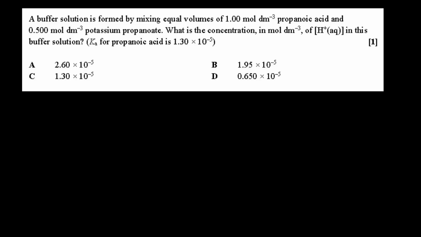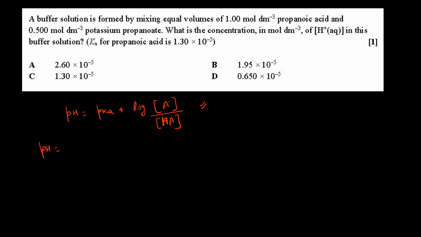So we know from the buffer Henderson-Hasselbalch equation, pH of the buffer equals pKa plus log of the concentration of A negative, that is the conjugate base, divided by the concentration of the weak acid. So this equation we know. The pKa is given to us, and the concentration of the conjugate base will be the concentration of potassium propanoate and the concentration of the weak acid will be the concentration of propionic acid. So we just plug in the values.